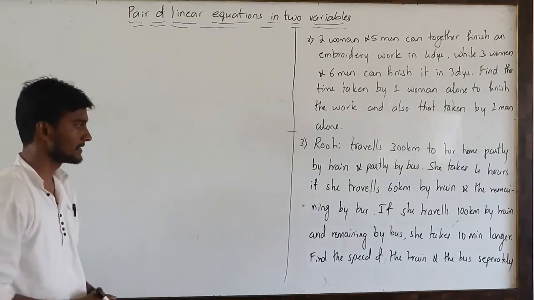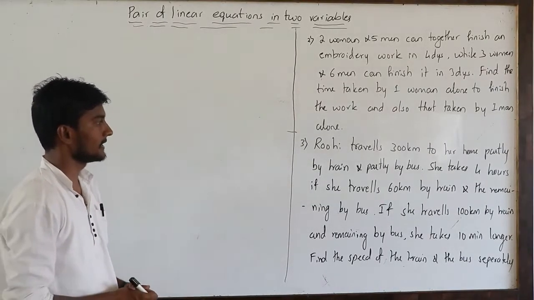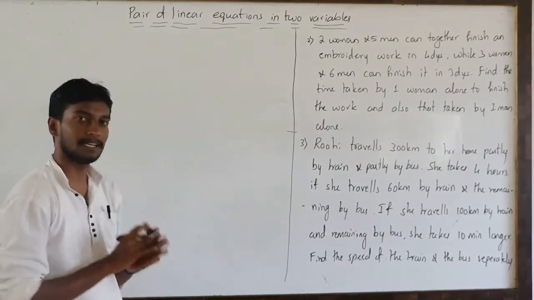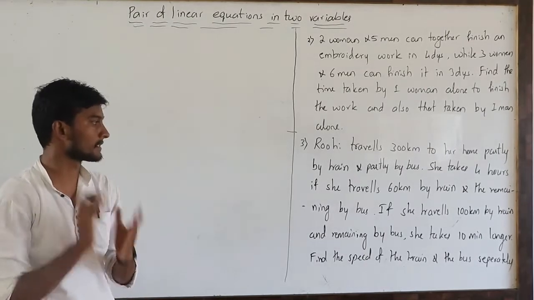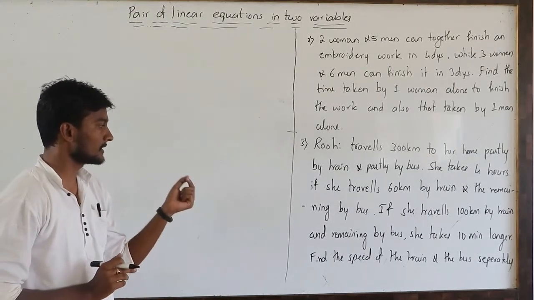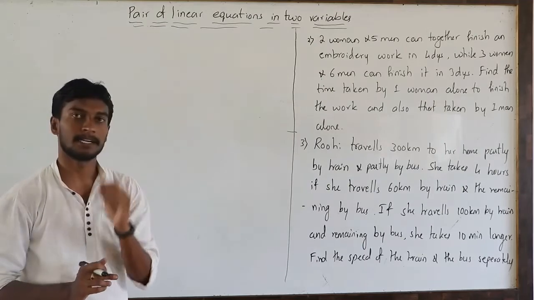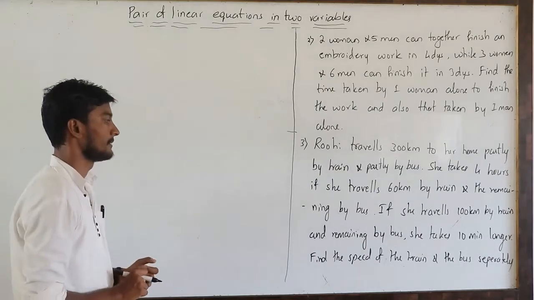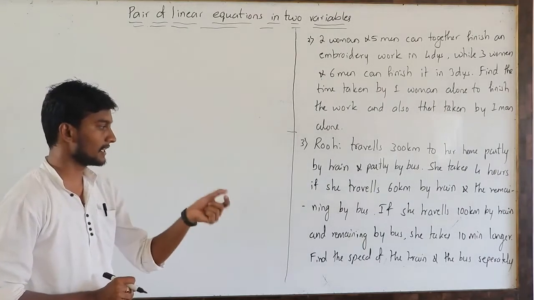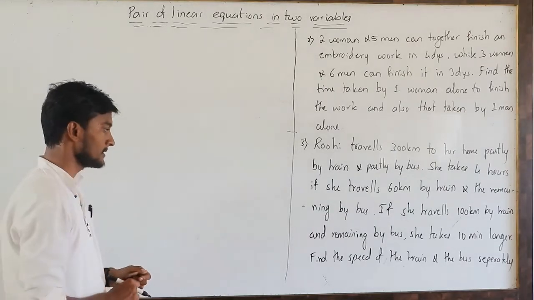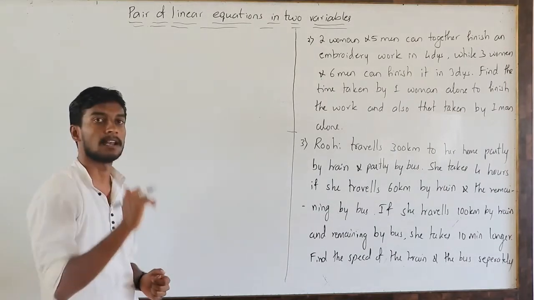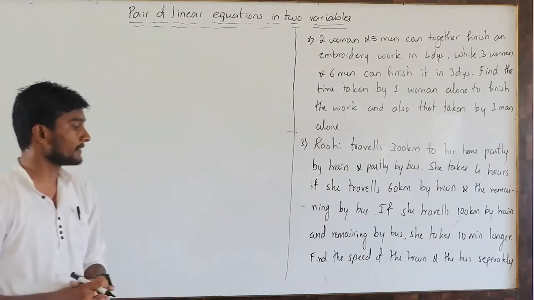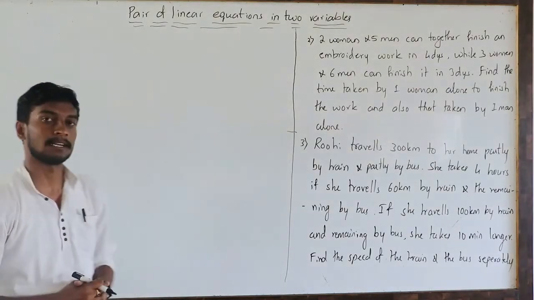The next problem is: Ruhi travels 300 kilometers to her home partly by train and partly by bus. She takes 4 hours if she travels 60 kilometers by train and the remaining by bus. If she travels 100 kilometers by train and the remaining by bus, she takes 10 minutes longer. Find the speed of the train and bus separately.